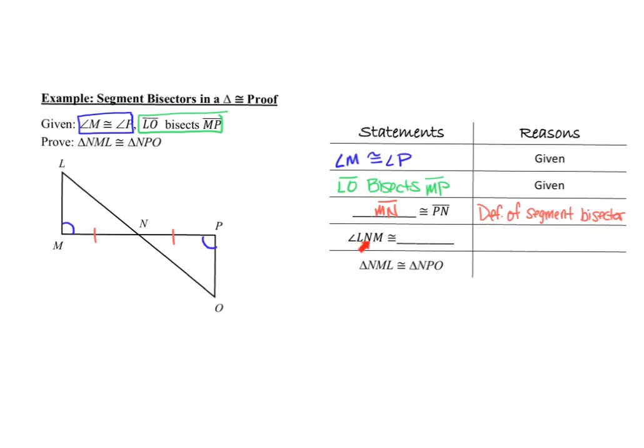Next, we have angle LNM. LNM is that one in the middle. So it looks like we can create some vertical angles. So LNM is going to be congruent to angle ONP by vertical angles theorem. So it looks like we have an angle, a side, and then angle, side, angle. So we've proven that triangle NML is congruent to triangle NPO by angle, side, angle, triangle congruence postulate.